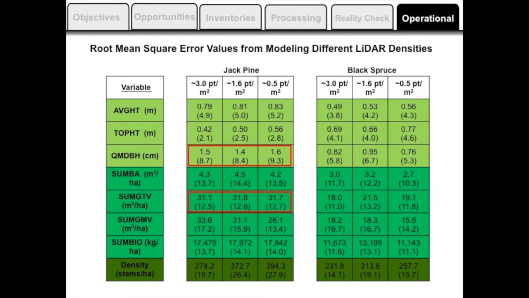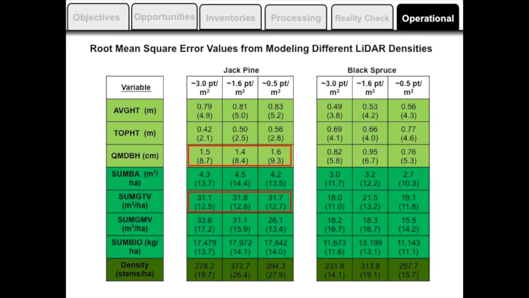Long story short, let's just look at jack pine and black spruce. What this is, we built models based on the decimated LiDAR data sets. So I'm looking at the RMSEs for these different LiDAR predictors. Let's look at quadratic mean diameter. You can see my RMSE for 3 was about 1.5.